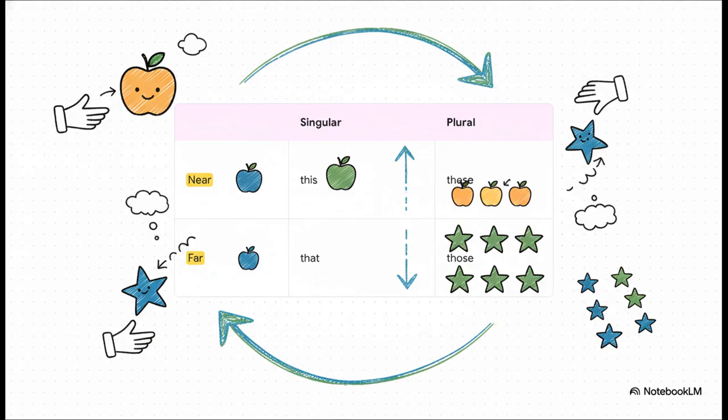And here's the best part. There are only 4 of them in the entire English language, just 4. And this little chart makes them super easy to remember. It's all based on 2 simple ideas. Is something near or far? And are we talking about one thing, singular, or more than one, plural? Let's take a look at each one.